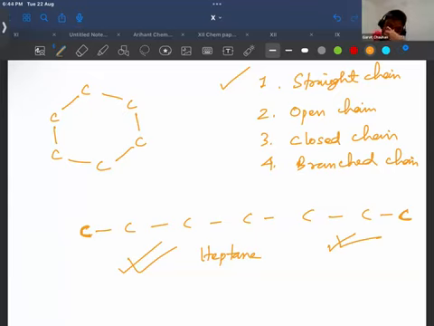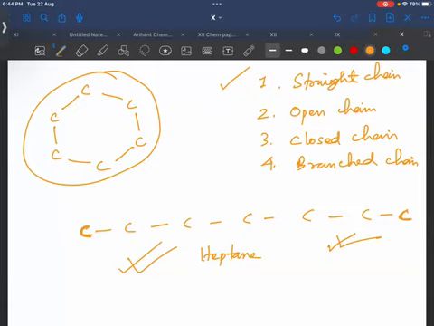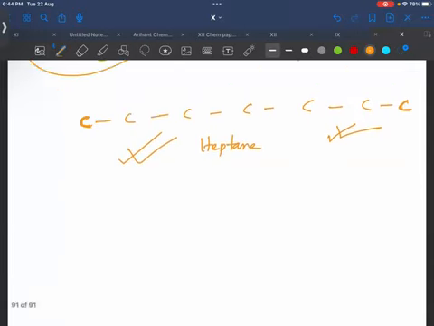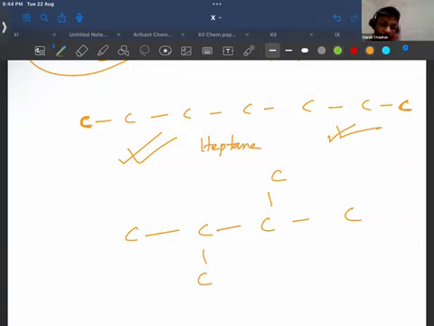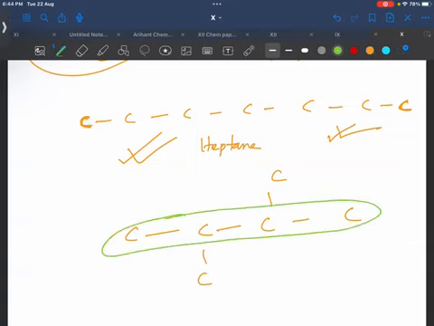Closed chain means they are forming a ring. This is an example of a closed chain. And what does branch chain mean? Look, there are substituents, something coming out from the parent chain. For example, which is your parent chain here? See this example, this 4 carbon chain. There are two possible parent chains. This can be your parent chain, or this can also be your parent chain. Are you able to understand?